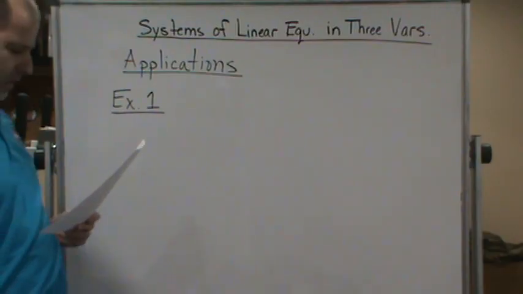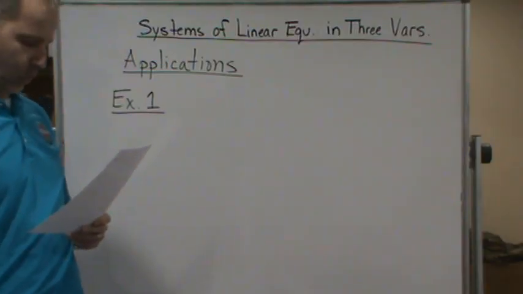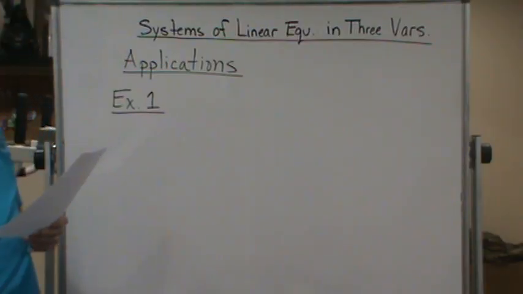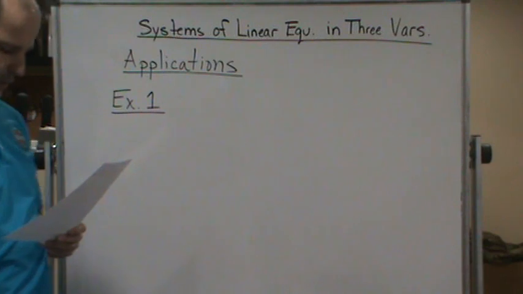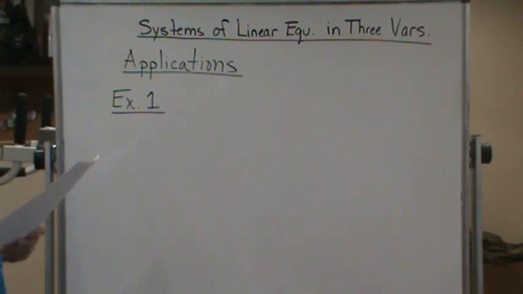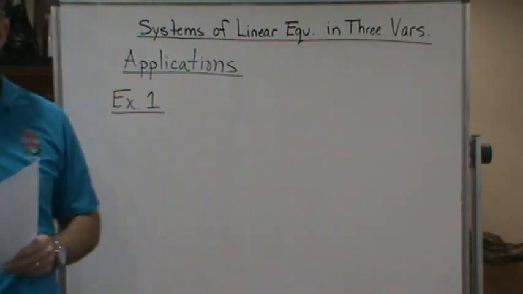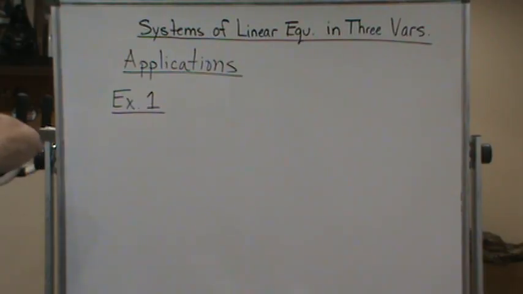Also, they tell us that $2,000 more was invested in the growth fund than the other two funds combined. It says if the net loss was $540 for the year, how much did this person invest in each fund? So we have to use the information here to set up the three equations. First of all, we know that the total amount invested in each of the three funds is $18,000.